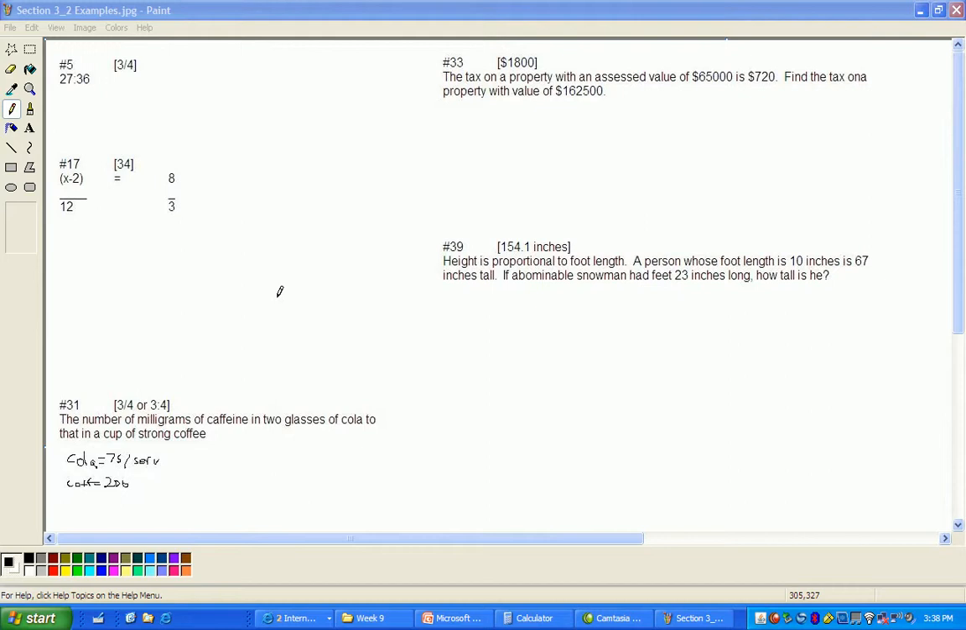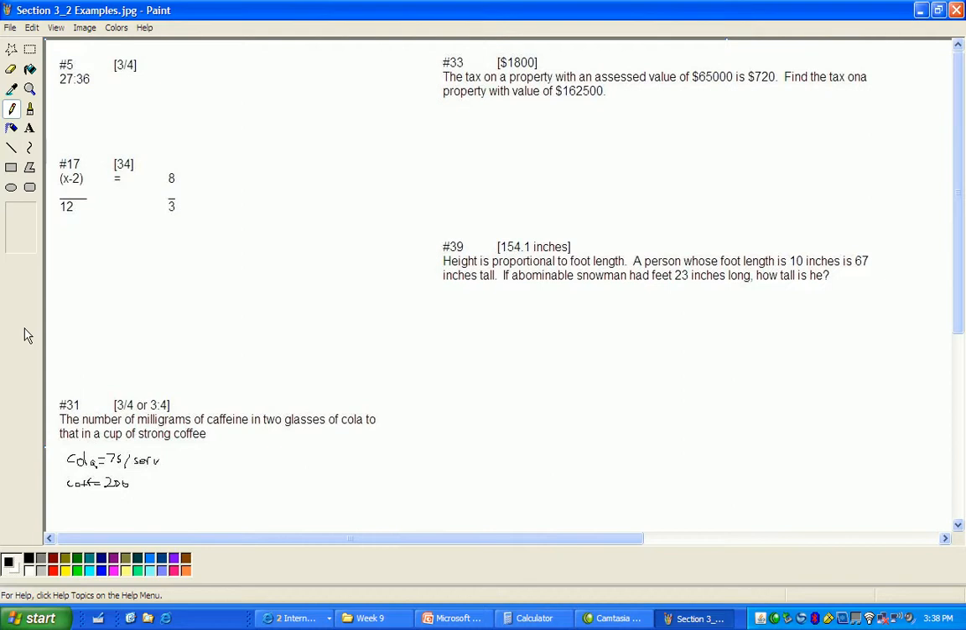Now we're going to work some examples from section 3.2. The first two problems are just asking us to deal a little bit with ratios and proportions. The first one is a ratio. They're asking us just to simplify it. So we know that when we have ratios, all it really is is a different way of writing a division problem.